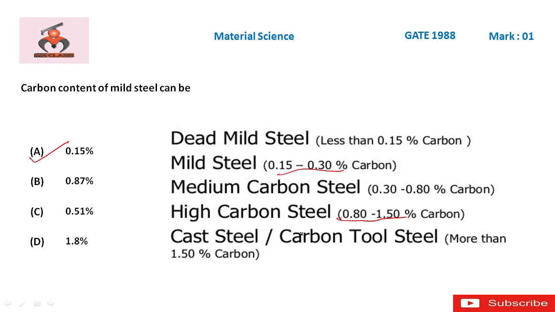Cast steel or carbon tool steel is more than 1.5% carbon. Okay, here we are talking about the cast steel, more than 1.50.